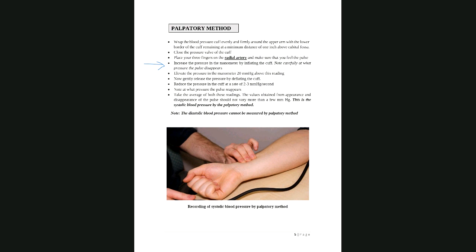Now, let me repeat the procedure again. After tying the cuff, feel the pulse. When you feel the pulse, then you start inflating the cuff. Inflate the cuff, and then the pulse will stop. Once the pulse stops, you need to note at what point the pulse stopped. Then you will be increasing 20 millimeters above that value. That means if at 100 millimeters of mercury the pulse disappears, you will be raising the pressure to 120, right? Then you will slowly release the pressure.